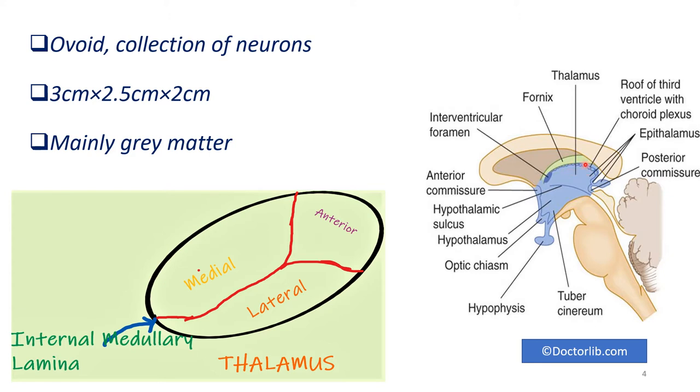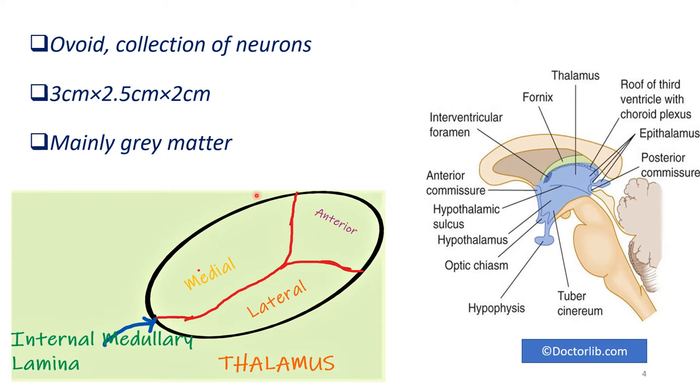Then the dorsal or superior surface is convex. It forms part of the floor of the lateral ventricle. And then the thalamus is divided by the fibers connecting the different thalamic nuclei into three components: anterior, medial and lateral. Likewise, the nuclei present in these areas are known as anterior thalamic nuclei, medial thalamic nuclei and lateral thalamic nuclei. These interthalamic fibers, which divide the thalamus into three components, are Y-shaped and are known as the internal medullary lamina.